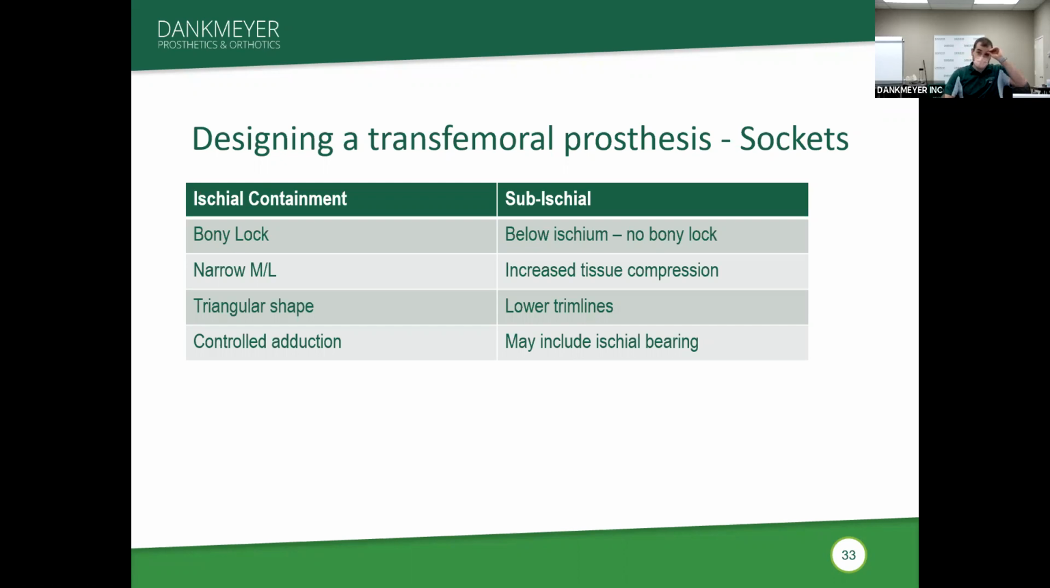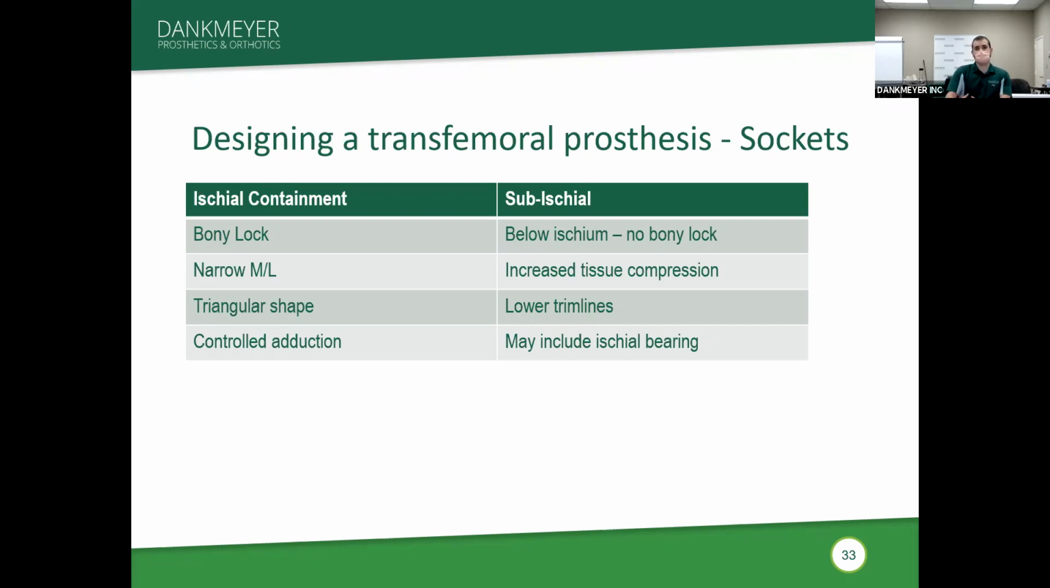But really, anymore, and we'll get into this in a little bit, you have ischial containment where you're actually containing that ischium or the ramus or both. You're achieving a bony lock within the prosthesis. You'll have a narrow ML shape, typically triangular. And the whole idea behind ischial containment is to control that abduction that occurs during mid-stance when the femur wants to abduct.